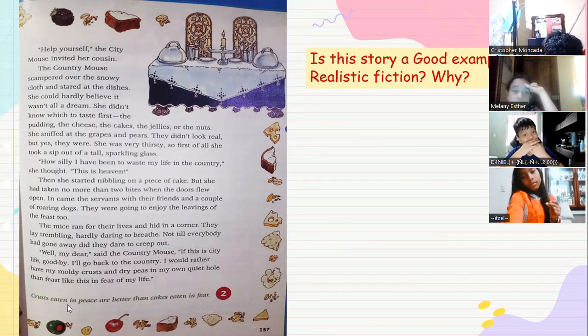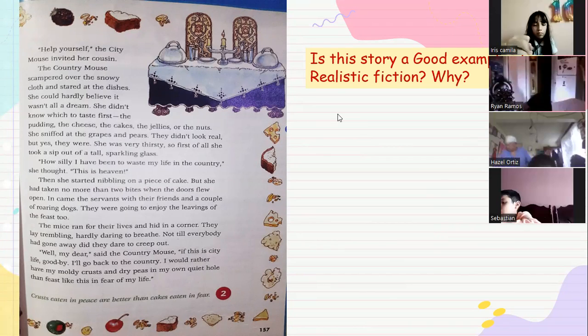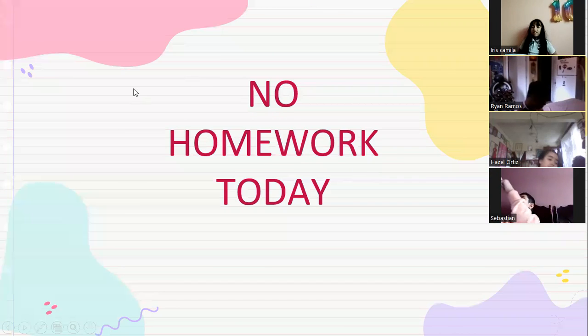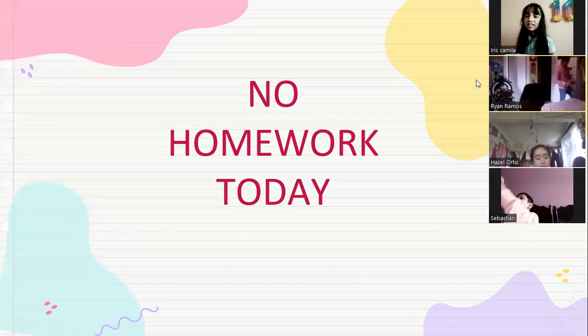So this is like a moral because this one is a fable. Crusts eaten in peace are better than cakes eaten in fear. That's true. Question, is this story a good example of realistic fiction? Yes or no? Yes. This one could happen in real life? No. This is fictional, but it's not an example of realistic fiction because the main character is a mouse, not a human. Not a human, okay?